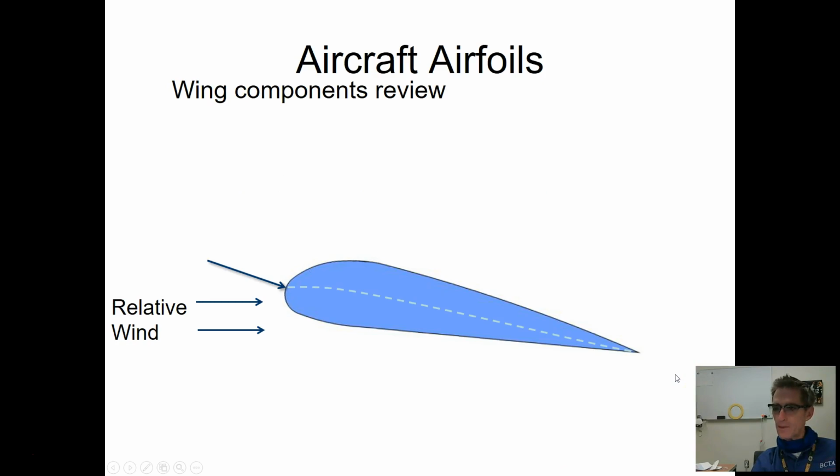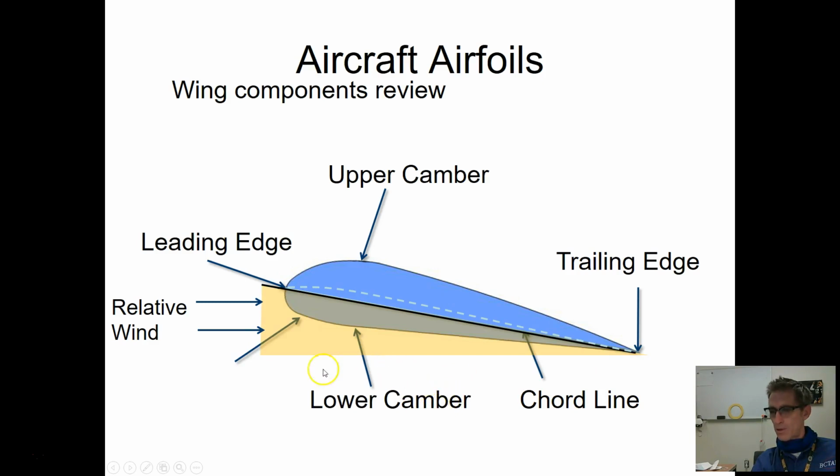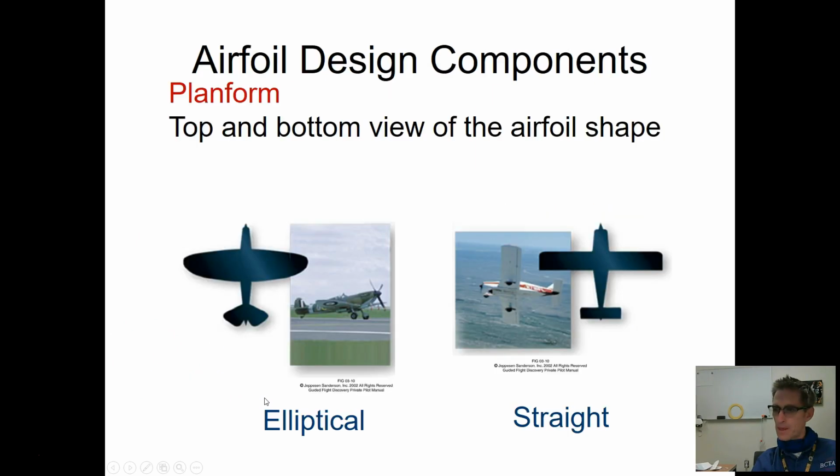Okay. All right. So just some review things. We have our relative wind, which is the direction the wind is flowing. We have our leading edge. We have our upper camber that comes over. We have our trailing edge. This imaginary line that comes through here is our chord line. This curved part at the bottom would be our lower camber, sorry. And then we have our angle of attack, which is the angle that the airfoil is to the relative wind that's coming up. Okay. All right.